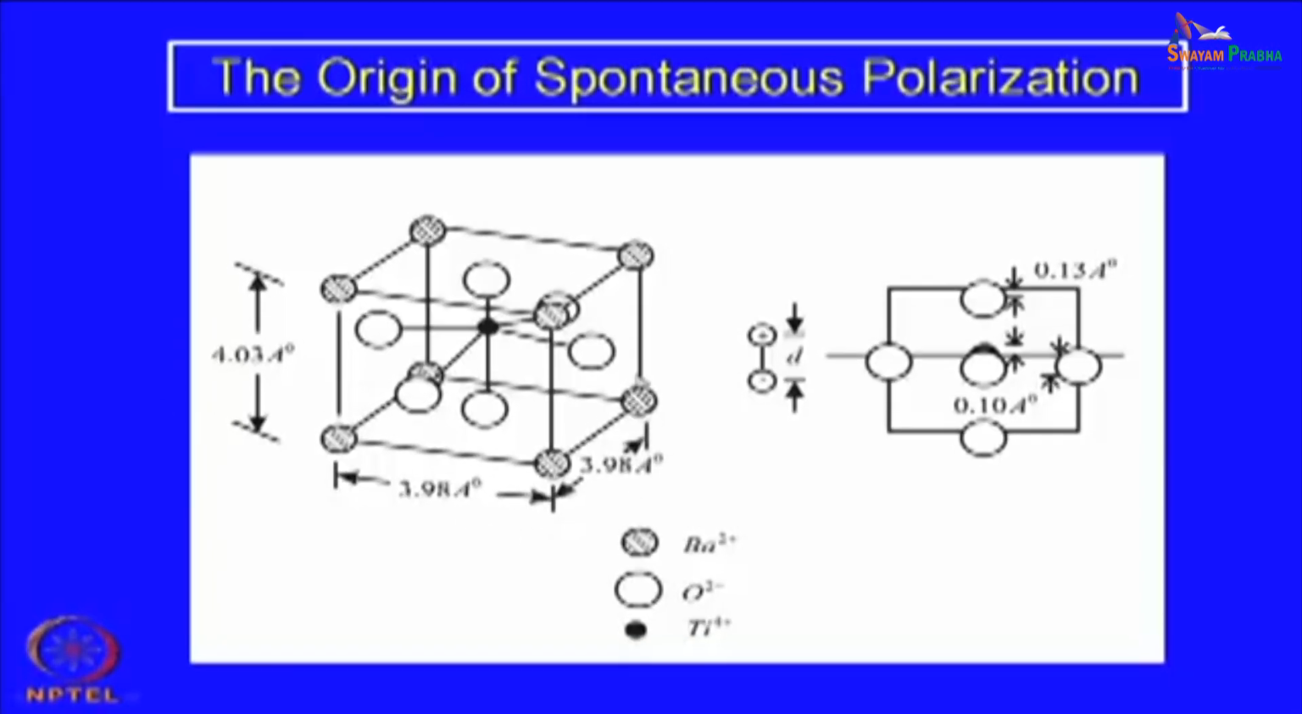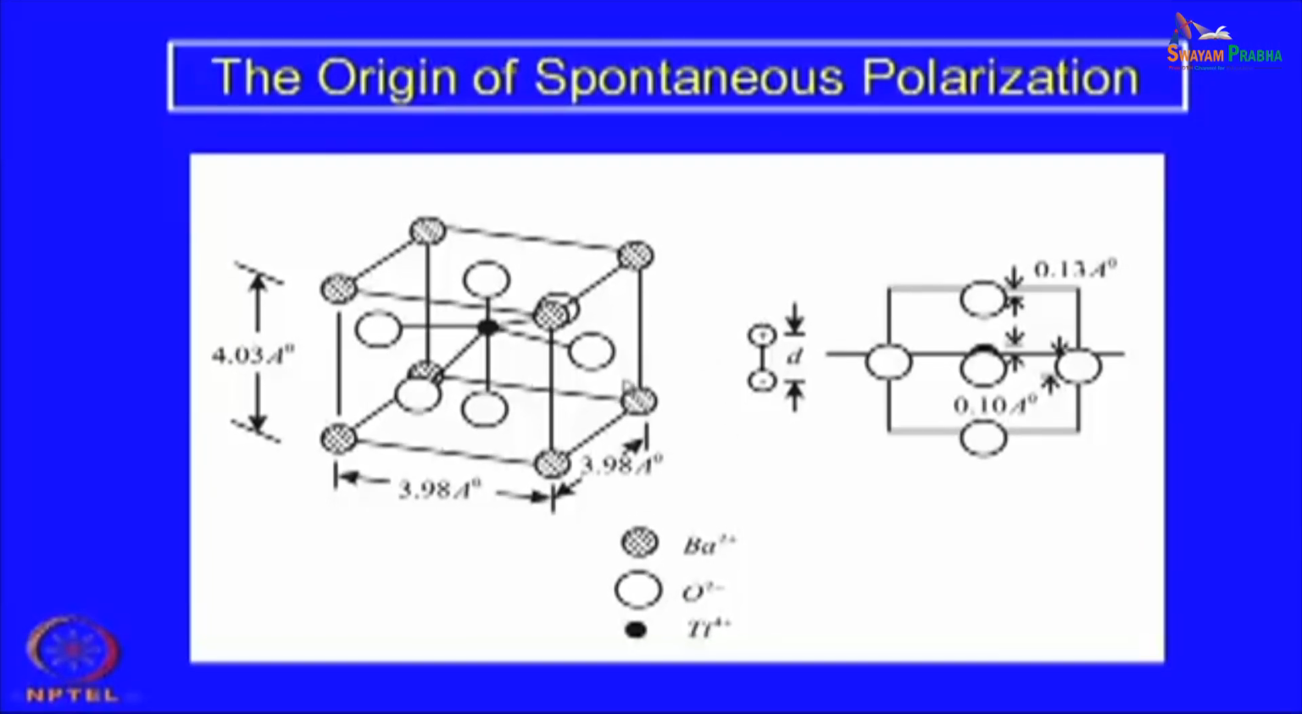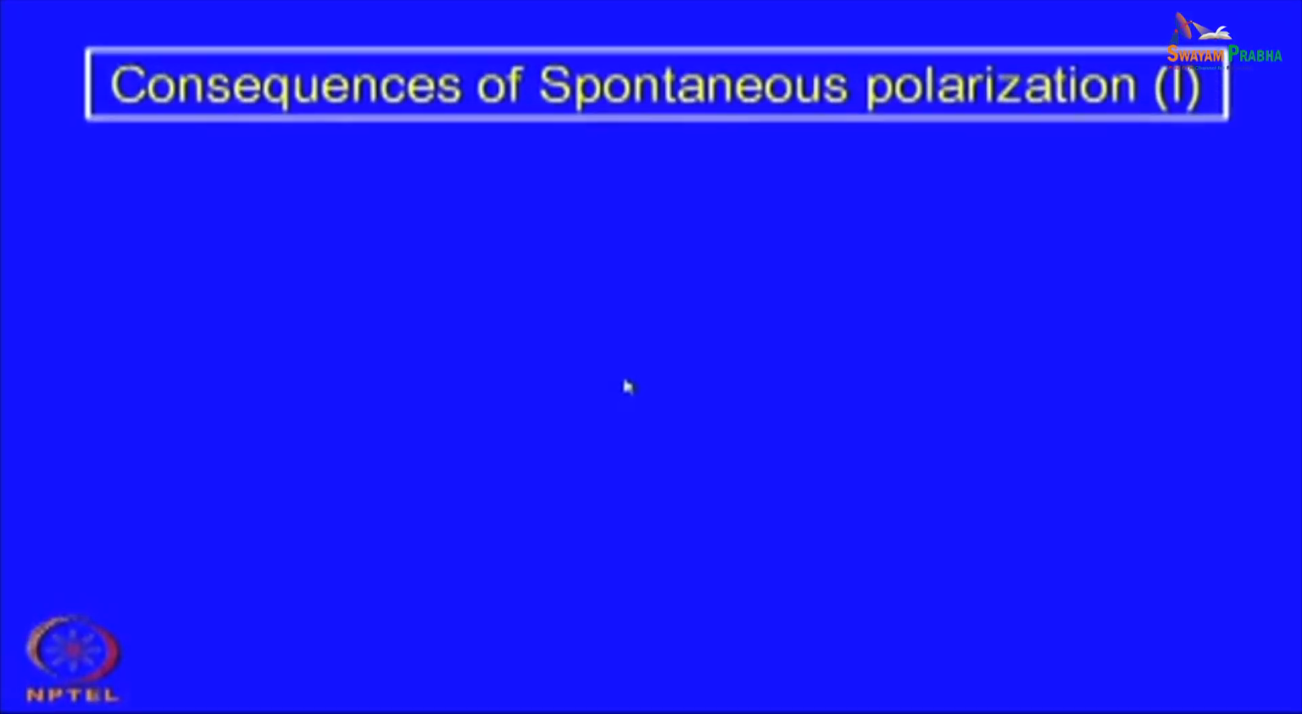So, one has to carefully remember that the perovskite structure really does not have the spontaneous polarization. In fact, it is not a ferroelectric phase; it is the distorted perovskite, with some kind of tetragonal distortion, that actually produces the spontaneous polarization. So, as a result of spontaneous polarization, what are the things one can expect?